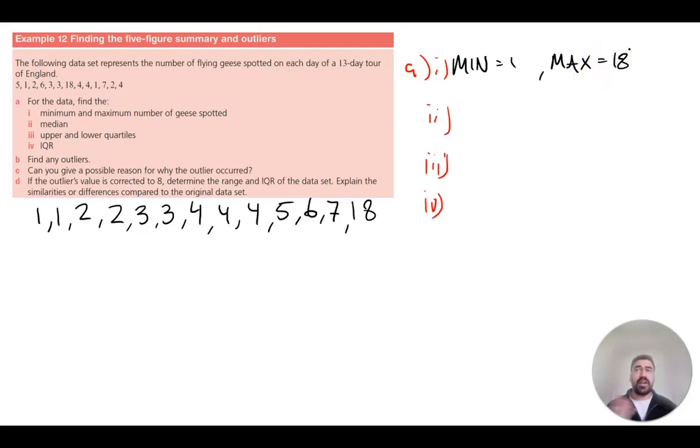Even though it's considered an outlier, you still write that the max is 18. Where we disregard this when we're trying to show this visually is when we make a thing called a box and whisker plot, or box plots. We'll hone into that later down the track.